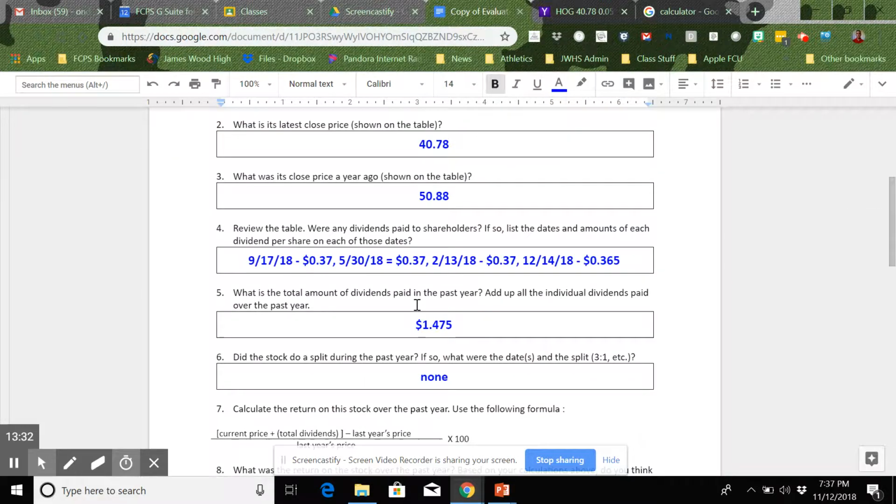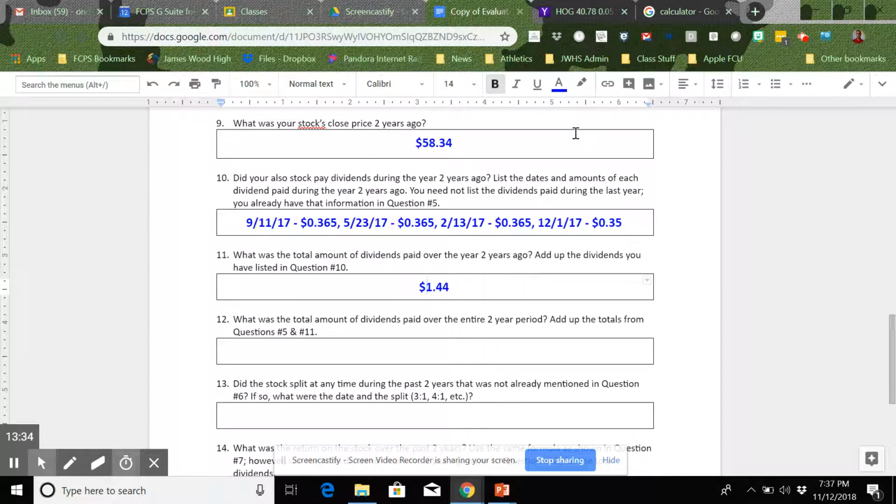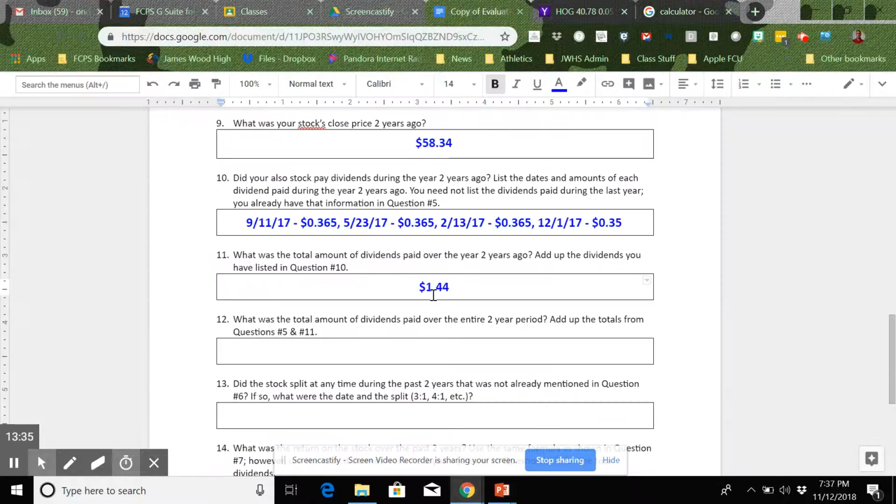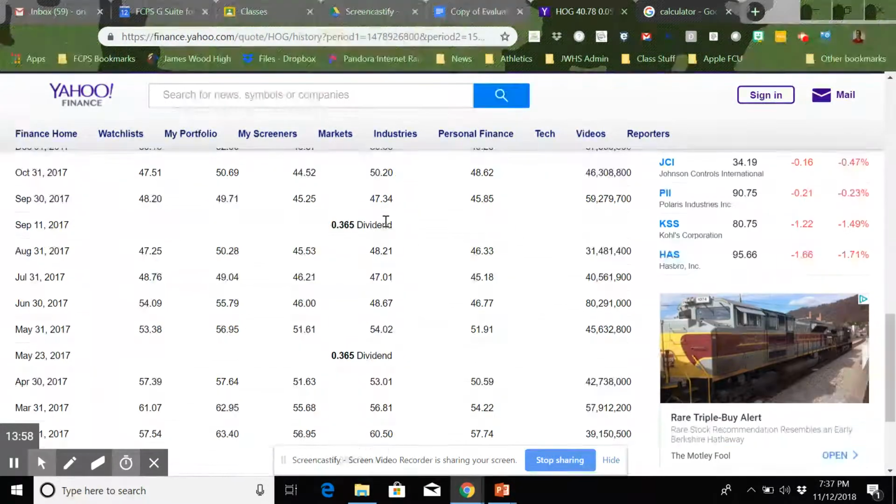So we got to add those two together, $1.44 plus 1.475, which was the return we had over the last year. It made $2.92. So we got $2.92. That's what it made in dividends over the last 2 years. And we got to do a split. We see there still wasn't any splits that were listed.